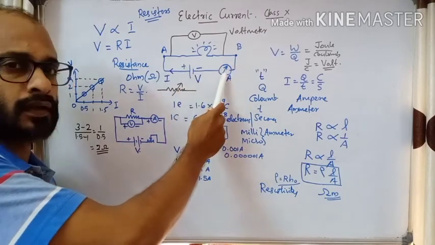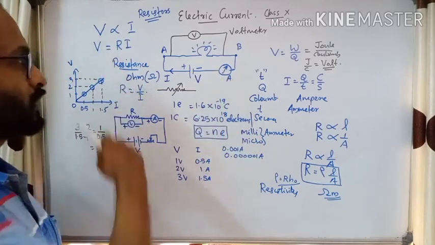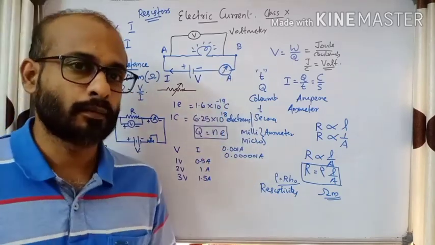How will you connect an ammeter? Ammeter is always connected in series. How will you connect a voltmeter? Voltmeter is always connected in parallel.